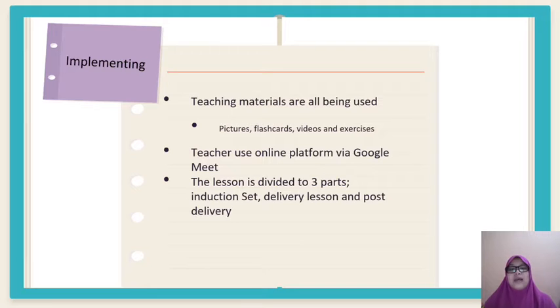So I am using an online platform via Google Meet in conducting the lesson. Basically, the lesson is divided into three parts: the induction set, the delivery of the lesson itself, and also the post delivery. In these three parts, there are three different types of activities given to the students.